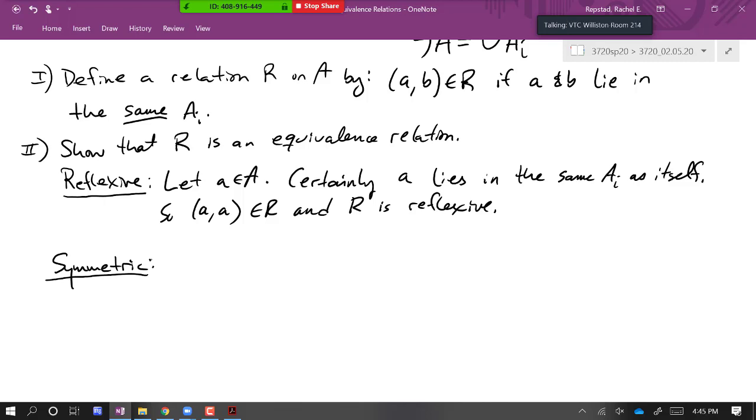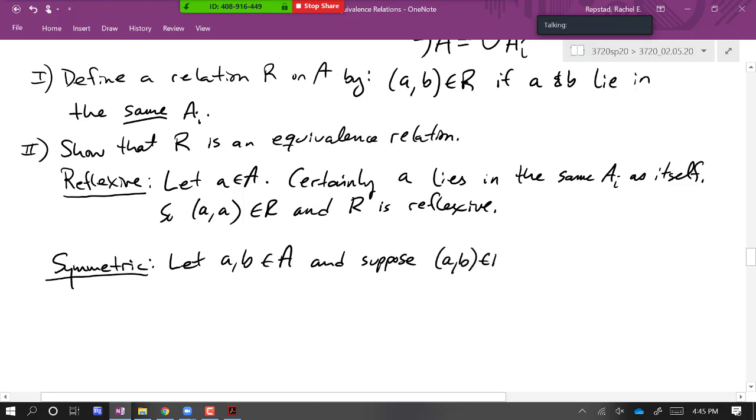We want to show it's symmetric next. How many elements do we need to grab to show that something's symmetric? Two elements, yeah. So let's let A and B be in the set A, and we assume that A is related to B. Right? We assume that we have the relation going in one direction. We want to show that B is related to A, right? We want to show that we can flip it.